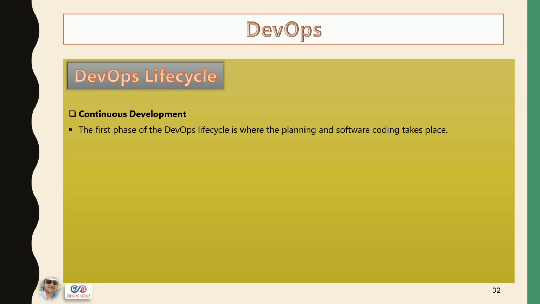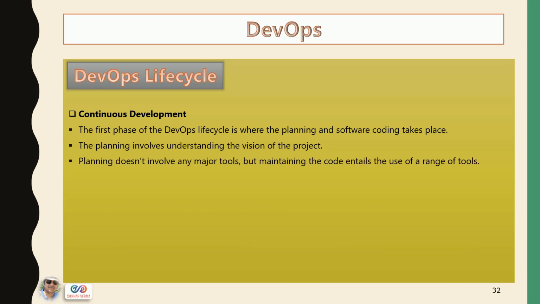The first phase of the DevOps lifecycle is where the planning and software coding takes place. The planning involves understanding the vision of the project. So in this phase, the planning of the project will take place. Suppose my company has got one project from the client. In this phase, we'll do the planning, we'll understand what the requirements are, what the vision of the project is, and how many developers are required to complete this project. So all these things happen in this lifecycle.